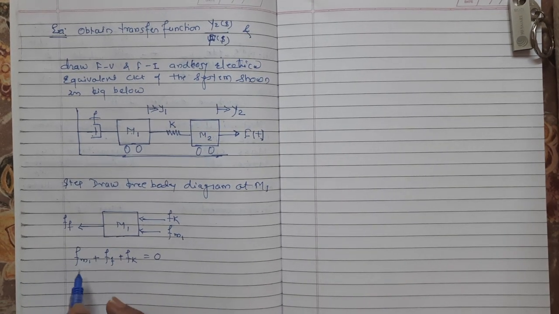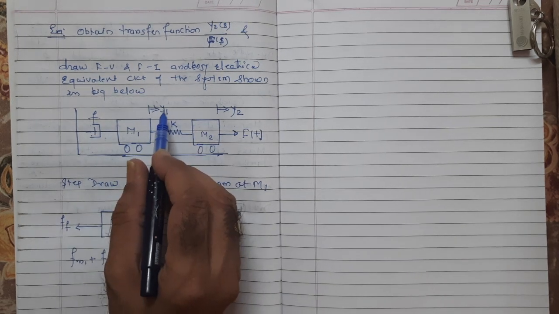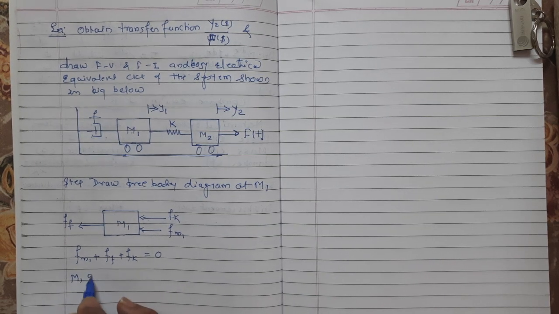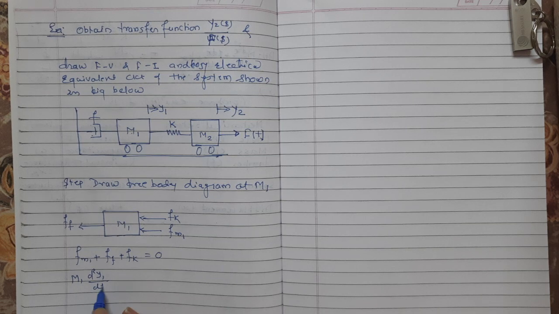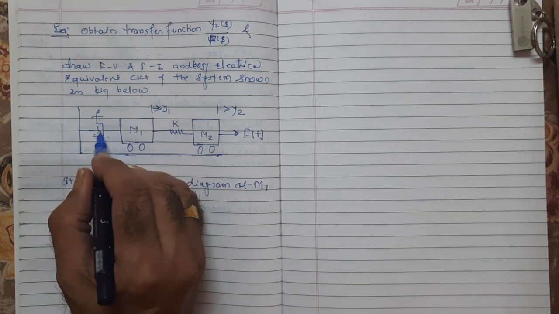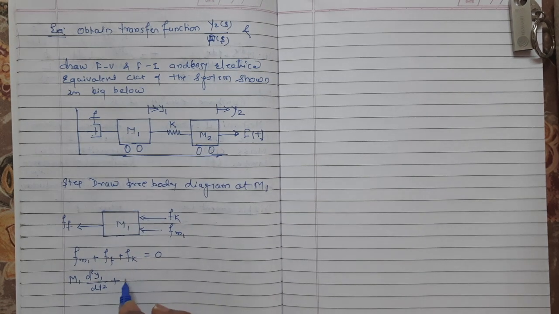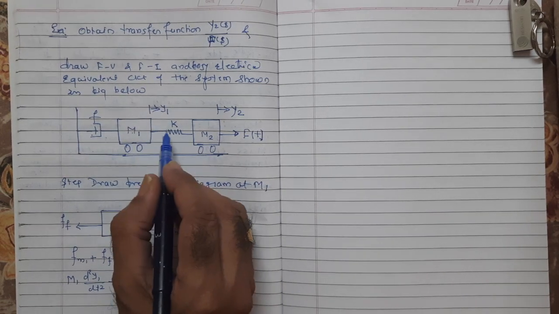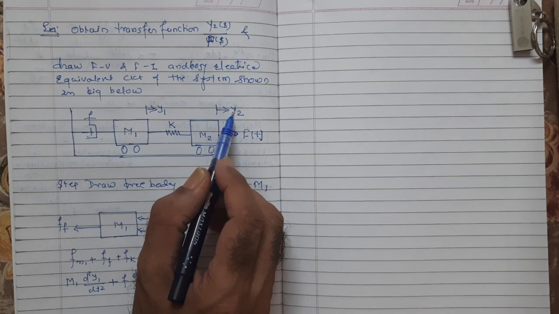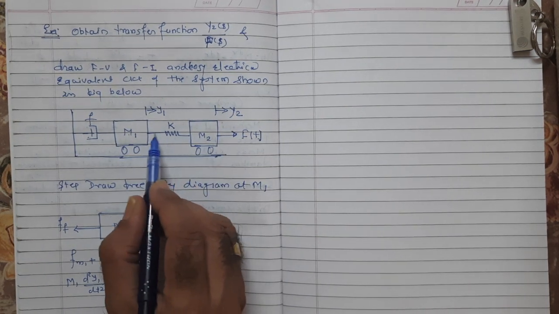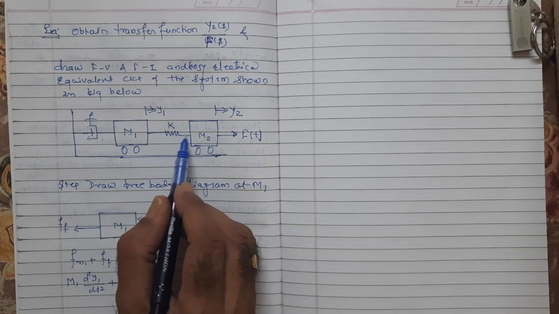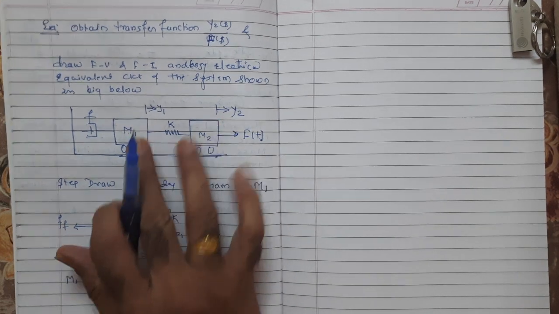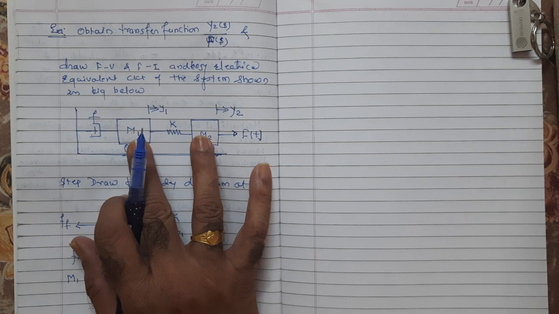Now from this we can write that m1 is associated with the displacement y1, so m1 d square y1 by dt square, plus f, which is again associated with only the displacement y1, so f into dy1 by dt, plus k, which is under two displacements, y1 and y2, because one end of the spring is connected to m1 and the second end is connected to m2, and m2 is under the displacement of y2.